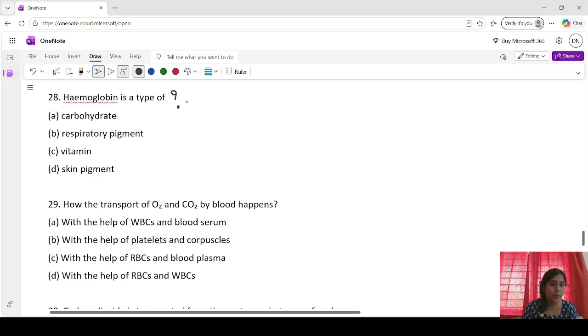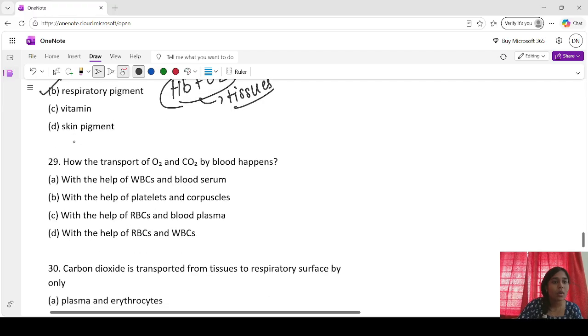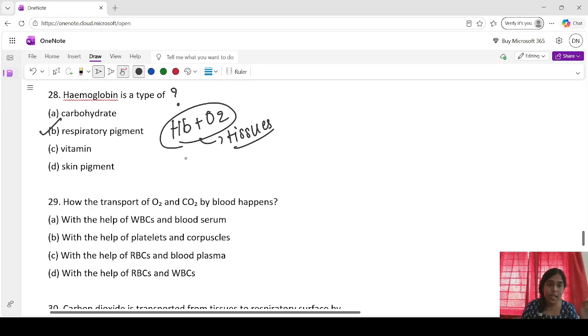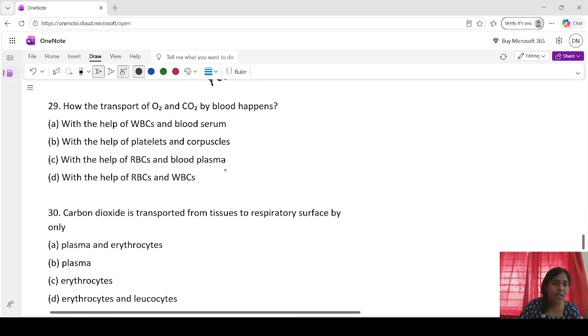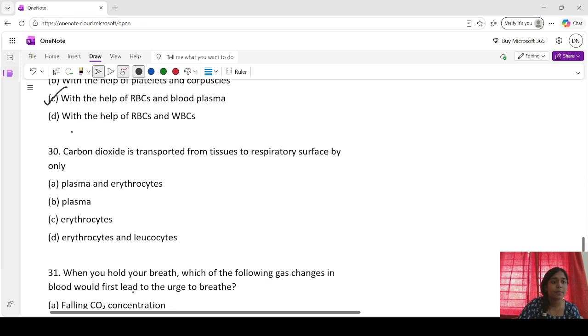Now let's look at the 28th question. So here they have asked hemoglobin is a type of what? So we already know that Hb helps in oxygen transportation to tissues, right? So due to this activity, the hemoglobin is a type of respiratory pigment. Okay, and also hemoglobin is responsible for the iron content as well as the red pigment. Then how the transport of O2 and CO2 by blood happens? Through RBCs and blood plasma, the transport of O2 and CO2 by blood happens.